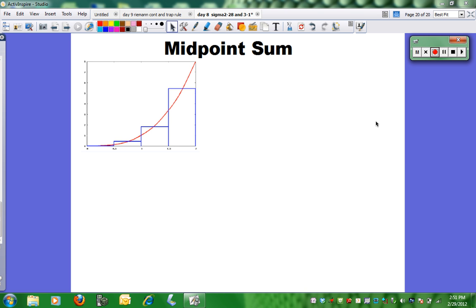Welcome back once again for the third installment of the Riemann sums. This is now the midpoint sum. Hopefully you've already watched both the left and right sums. There are some things that haven't changed in this one. We are still dealing with y equals x cubed.